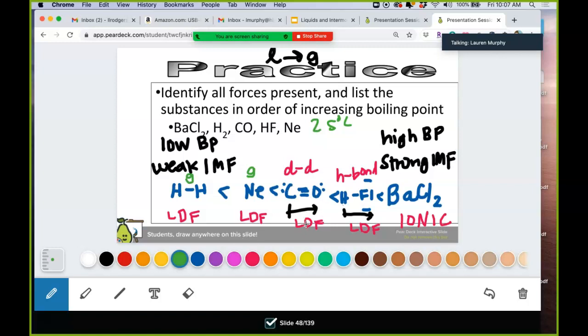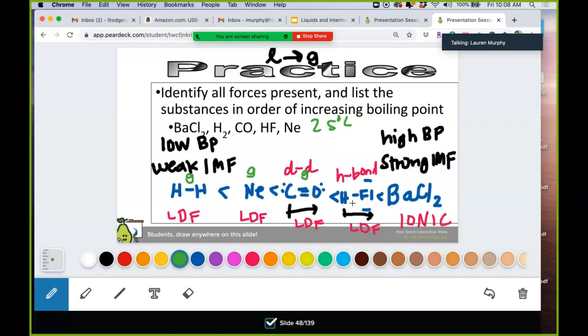Carbon monoxide has dispersion forces, but also has dipole-dipole because that oxygen yanks harder on the electrons. So it has a little bit higher boiling point. Now, carbon monoxide is a gas, so it has already boiled also, but having dipole-dipole is a little bit stronger than just having dispersion forces, all right?